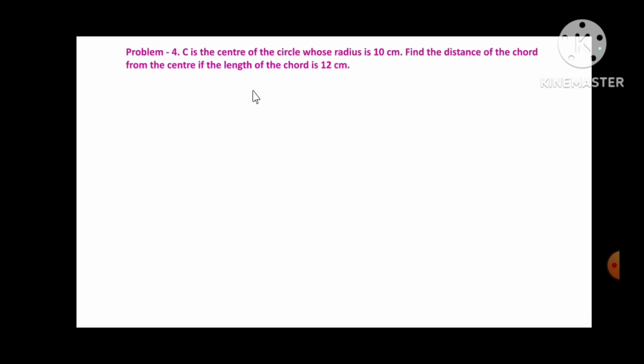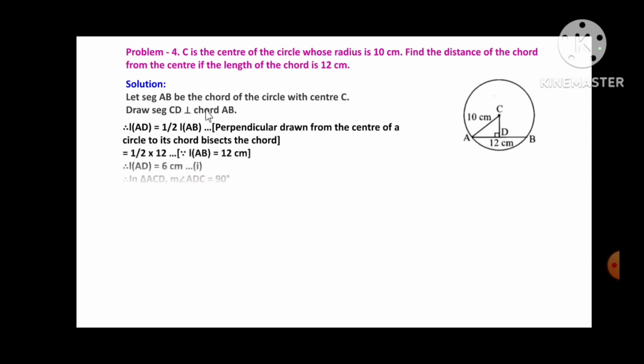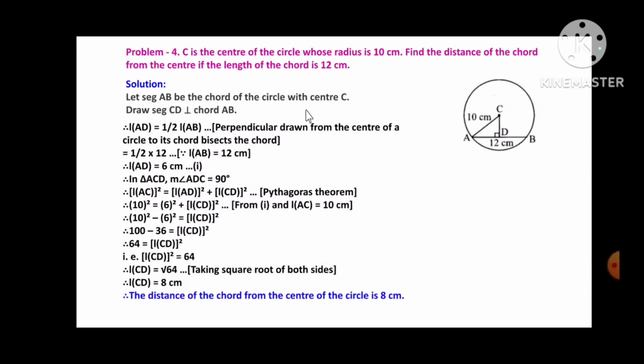Next, we'll see C is the center of the circle whose radius is 10 centimeter. Find the distance of the chord from the center of the circle if the chord is 12 centimeter. You get from this figure 12 is the length of this chord and radius is 10. We have to find out the distance between the center and the chord. So friends, here AB be the chord of the circle with center C, CD perpendicular to AB has been drawn. So AD will be half of AB, that is, perpendicular drawn from the center of a circle bisects the chord. This property we are using here. So half into 12, which will be 6 centimeter.